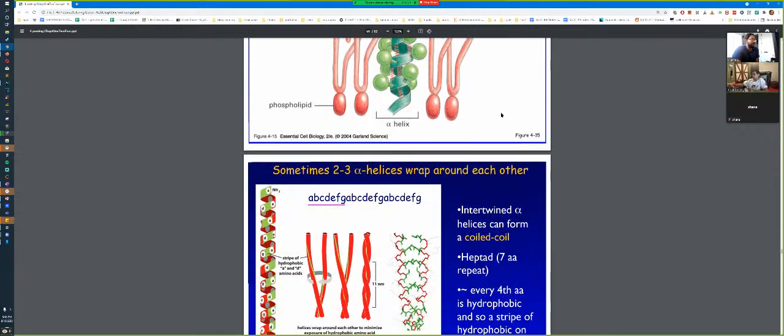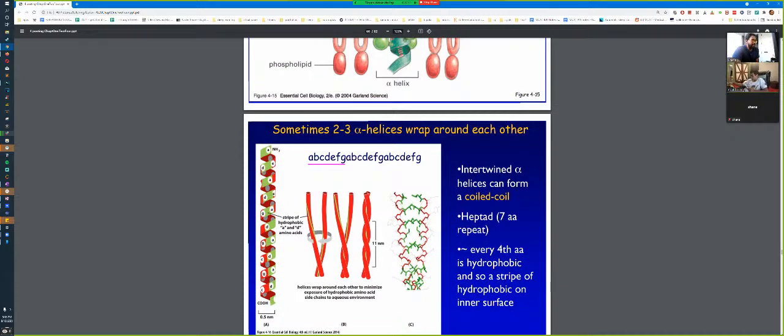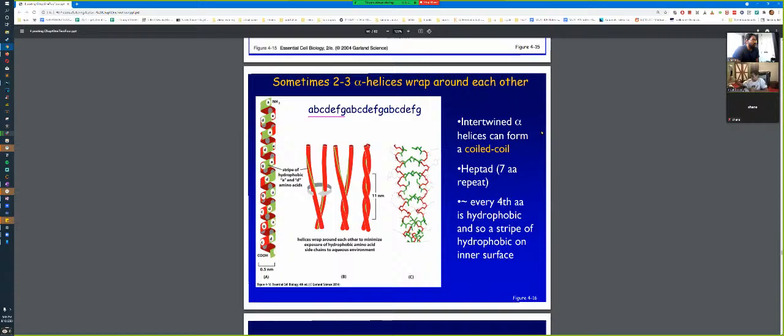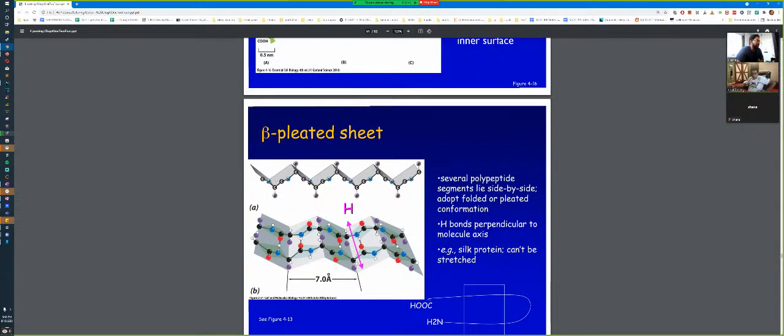All right. Now, sometimes 2 or 3 alpha helices can wrap around one another, to minimize exposure of hydrophobic amino acid side chains to an aqueous environment. That's called a coiled coil. Now, beta pleated sheet, their drawing for that is actually better, because it's harder to draw the 3-dimensional version of this.